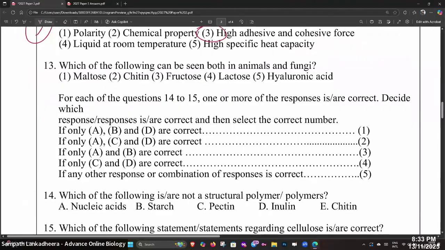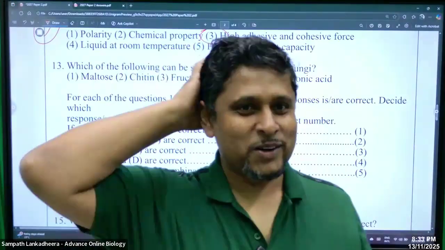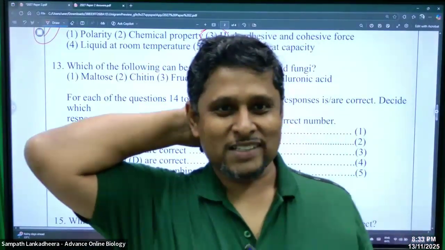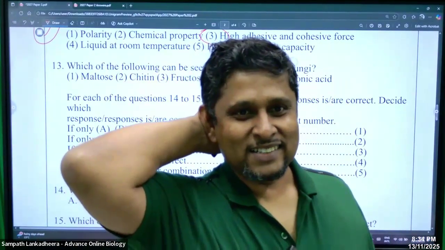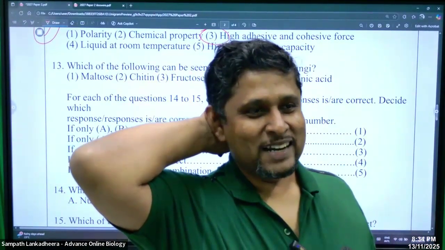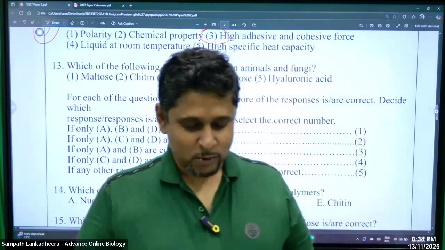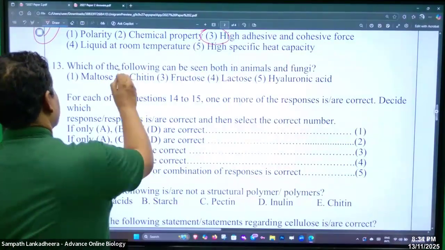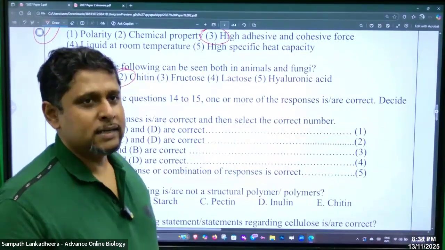Question number 13. Which of the following can be seen in both animals and fungi? Santosh says chitin, and Dylan says the second one. That is correct, Santosh, Dylan, you are all correct. Chitin you can take as the answer.